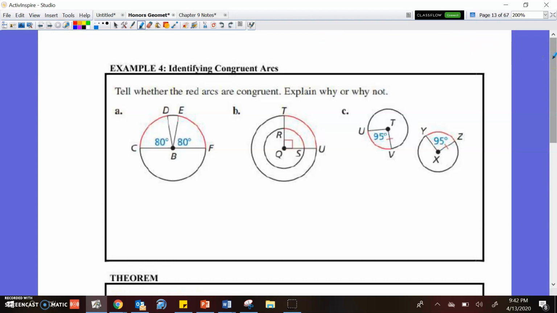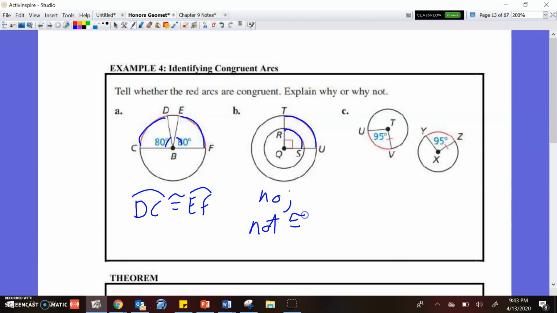Let's see if these arcs are congruent or not. So we're in the same circle. Our central angle is the same, 80 and 80. So yes, we can say that DC is going to be congruent to EF. And this is by that theorem. Okay? All right, now in this one, we're talking about these arcs here. Well, guess what? Those are not congruent circles. So no, not congruent circles. We don't have congruent circles there, so we can see their different values.